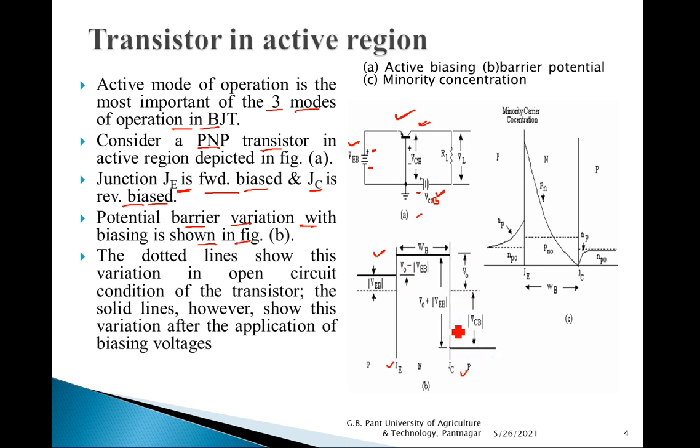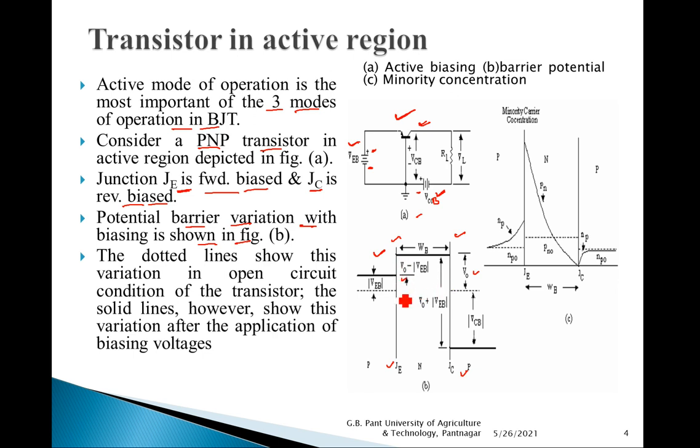What we observe from this figure is that earlier, when no biasing voltage was applied, the barrier potential was V0 at JE, and similarly it was also V0 at JC, because we have taken the construction as symmetrical, so the barrier potential was equal at JE as well as at JC. Now if you connect the biasing voltage, what happens?